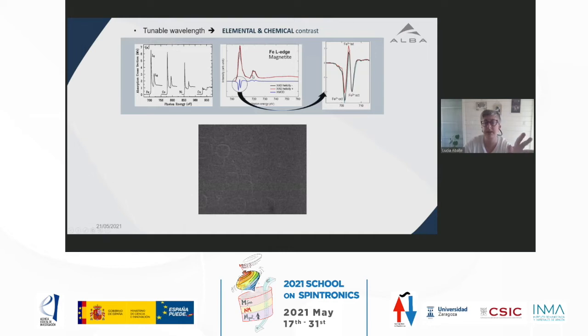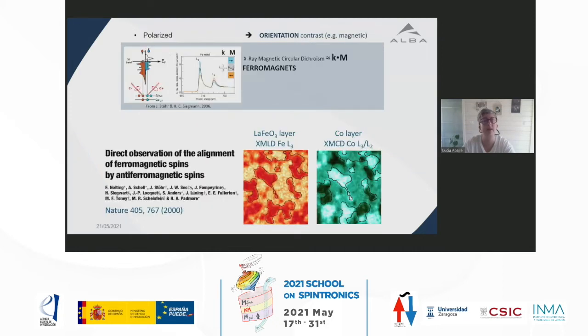The dichroism is just the... I will introduce it now, I think. Yes. From all the absorption by an element, there is some part, a percentage, that depends on the relative orientation of the magnetization in the material and the incidence of the X-rays. With circular polarization, we probe typically ferromagnets, and with linear, we probe antiferromagnets. So this is important also for what I will explain later.